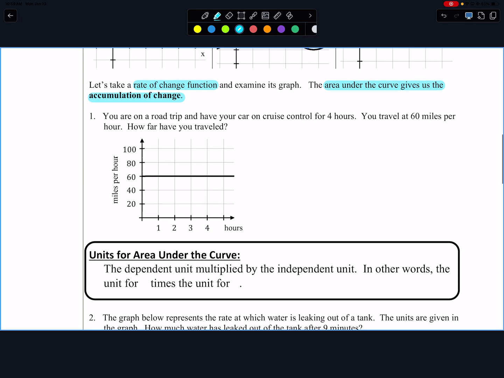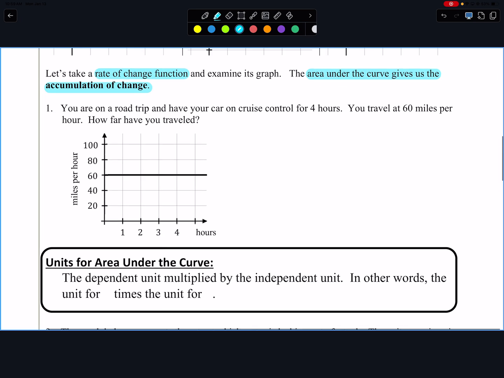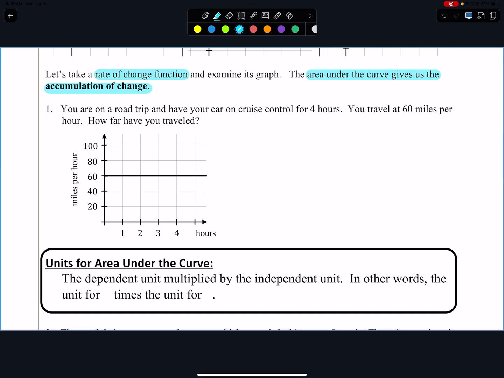So for the first problem, it says you are on a road trip and you have your car on cruise control for 4 hours. You travel at 60 miles per hour. How far have you traveled?